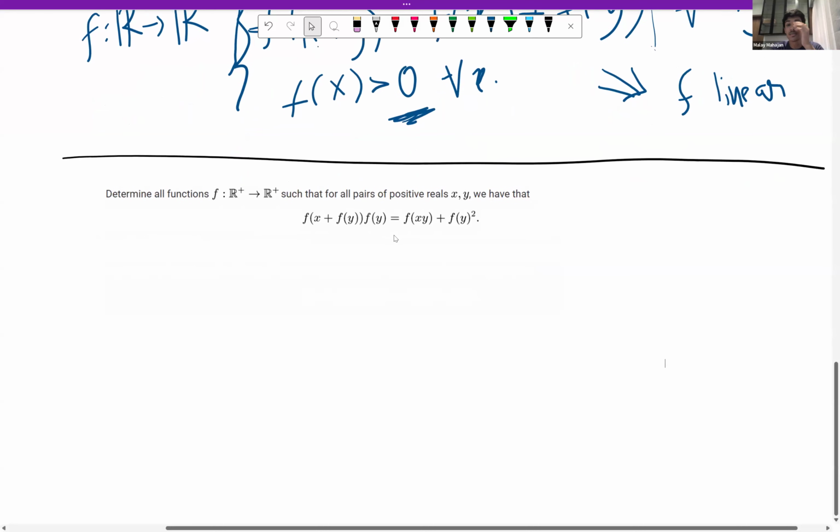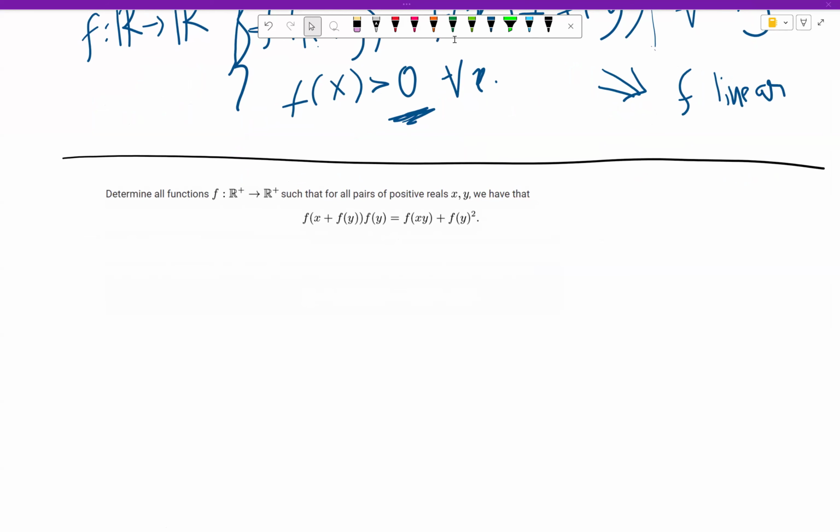Okay, so any ideas? I think there's some progress put in the chat. Press 1 for cancelling. What do you want to cancel? You have f of y and f of y. Like in the LHS, yeah.